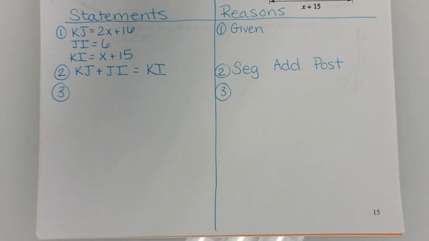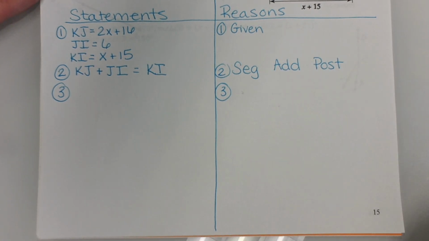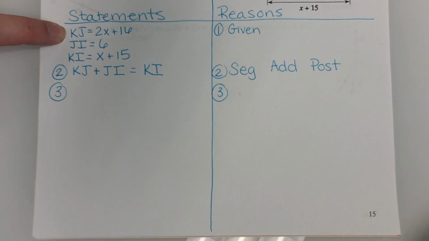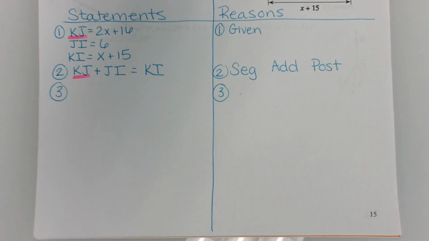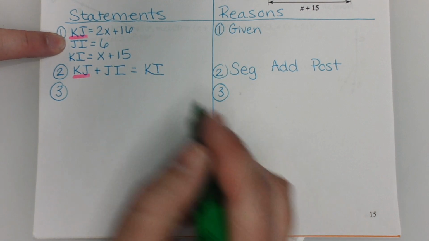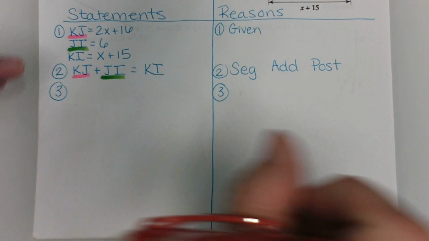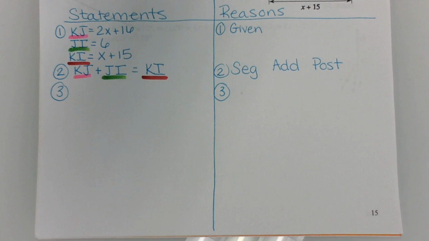So, we said there are some things that are the same. What do you notice that is the same? What's showing up twice? First thing that could is KJ. Is KJ on here twice? Yes, it is here and here. JI could show up twice. Is it showing up twice? Yep, it is here and it is here. KI could show up twice. Is KI showing up twice? Yep. So, those are the things that are showing up multiple places.